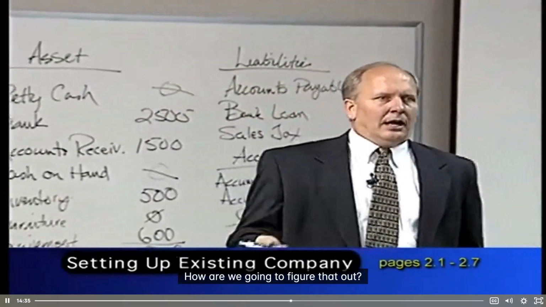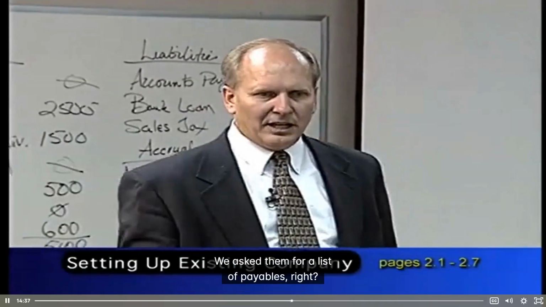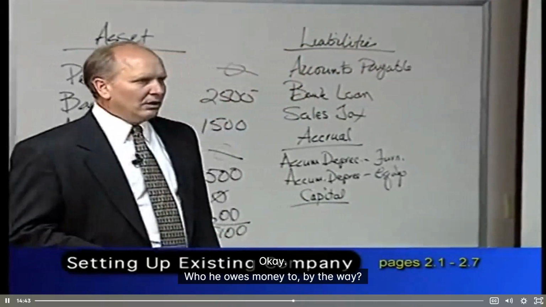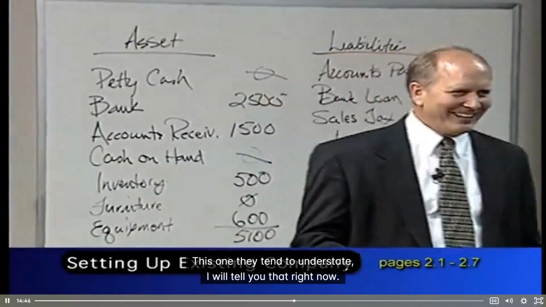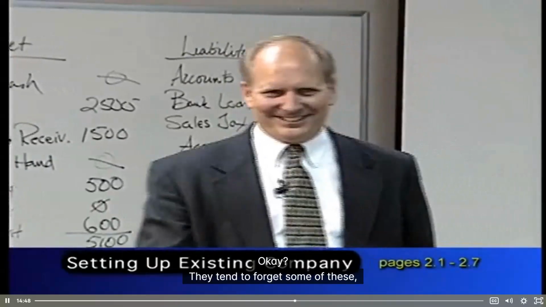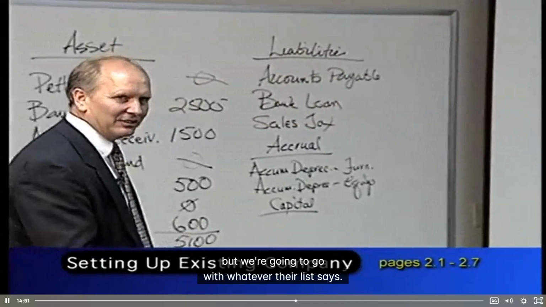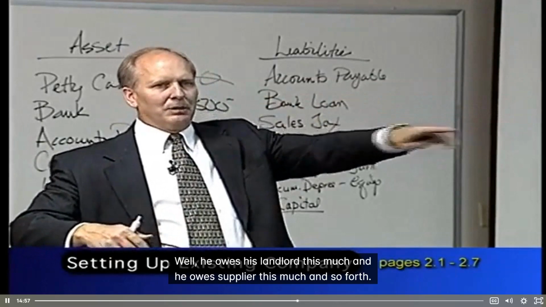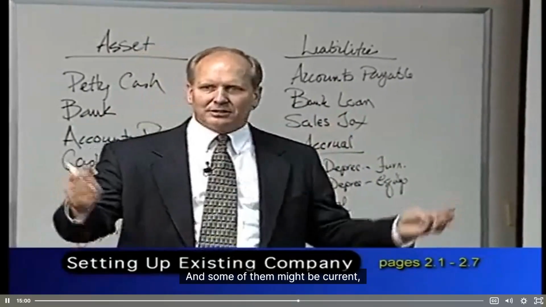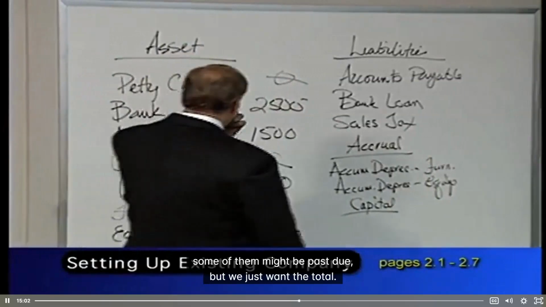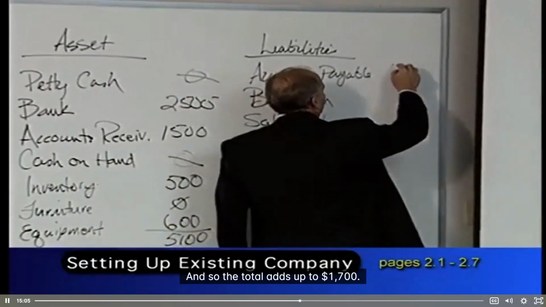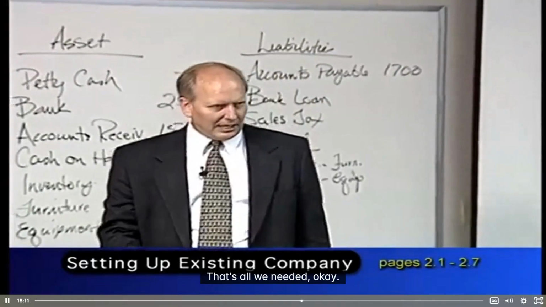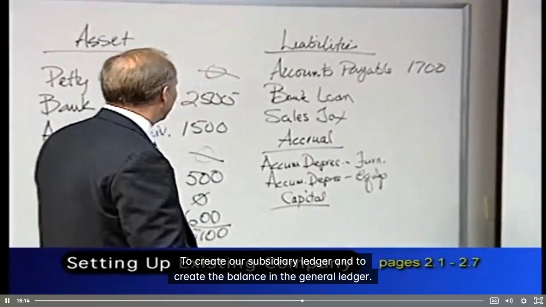Accounts payable. How are we going to figure that out? We asked them for a list of payables, right? Okay, who he owes money to. By the way, this one they tend to understate. I will tell you that right now, okay? They tend to forget some of these, but we're going to go with whatever their list says. So we're going to ask him for an actual list. Well, he owes his landlord this much, and he owes a supplier this much and so forth. And some of them might be current, some of them might be past due, but we just want the total, and so the total adds up to $1,700. We've got the vendor's name, we know the amount, that's all we needed, okay, to create our subsidiary ledger and to create the balance in the general ledger.